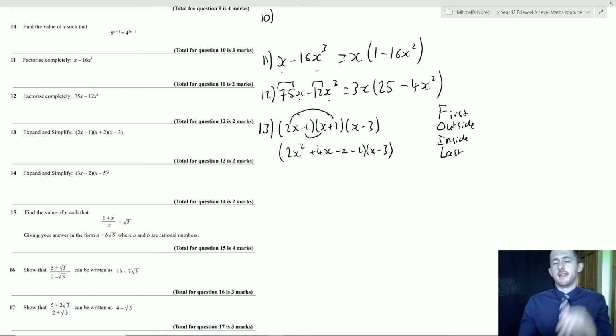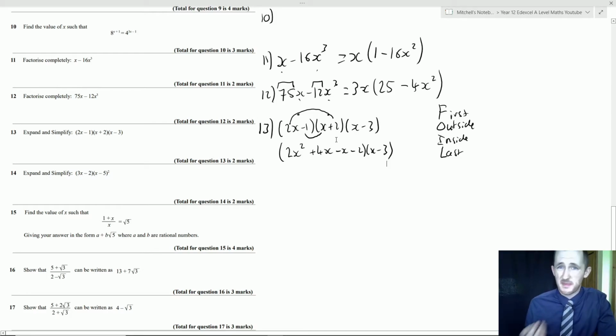And that is it. Essentially, all you need to remember is you need to multiply every term in the first bracket by every term in the second bracket. So 2x has to be multiplied by x and 2, and minus 1 has to be multiplied by x and 2. As long as you remember that, the order doesn't actually matter.